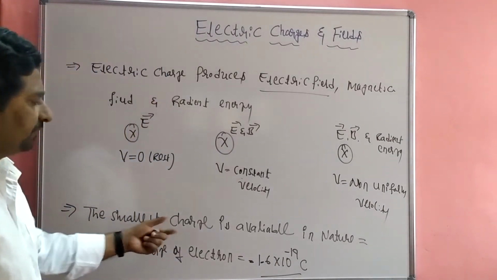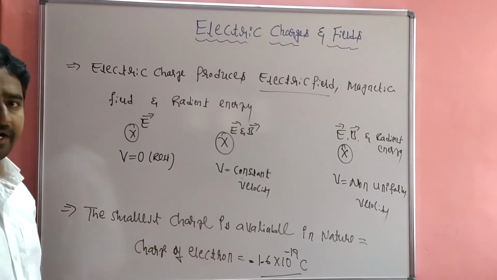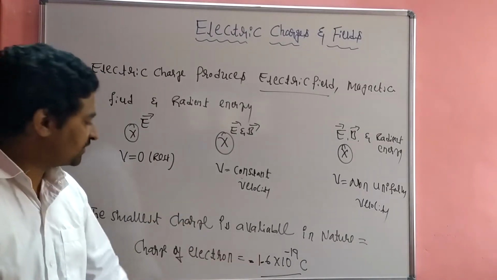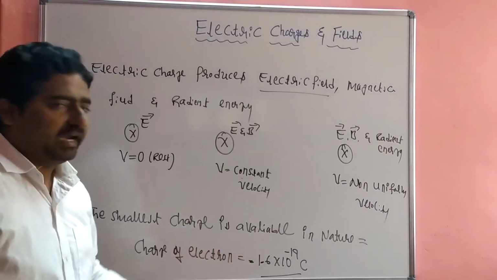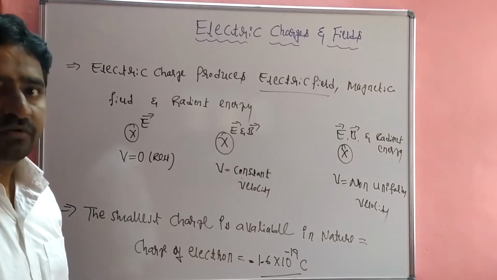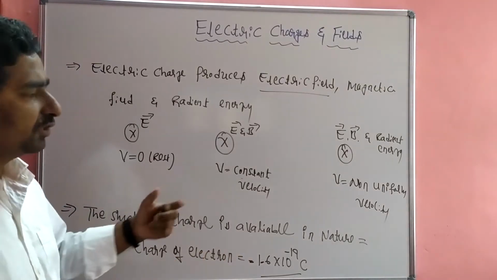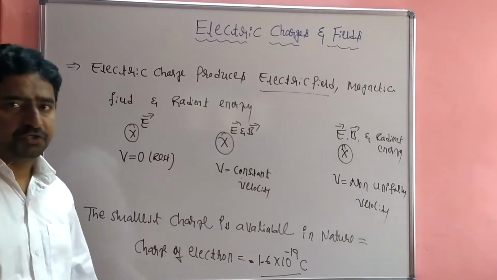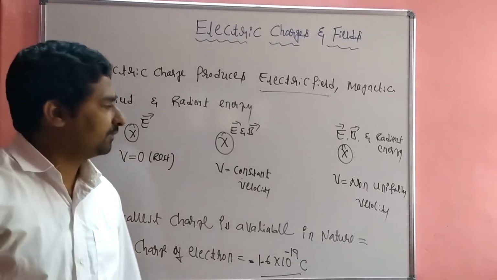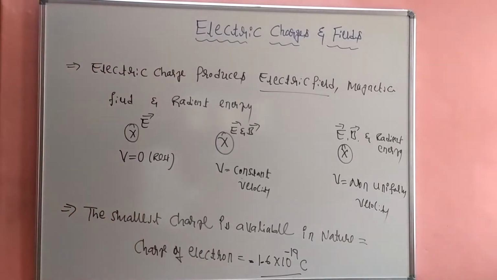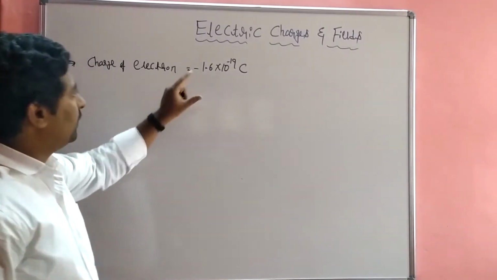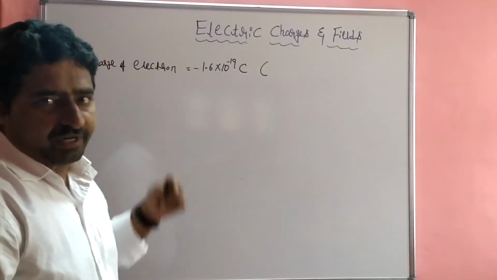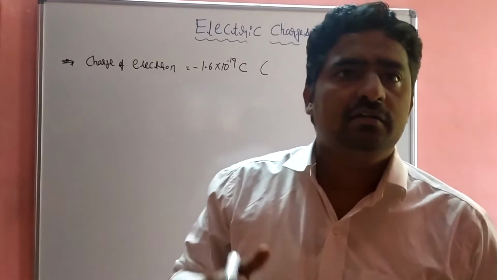The magnitude of charge of proton, how much? The magnitude of charge of proton is equal to charge of electron but in opposite sign. So electron is negatively charged, and proton is positively charged. That will be discussed in the later part. So this is the smallest charge available in nature. Then charge of proton. So which experiment provided this value?